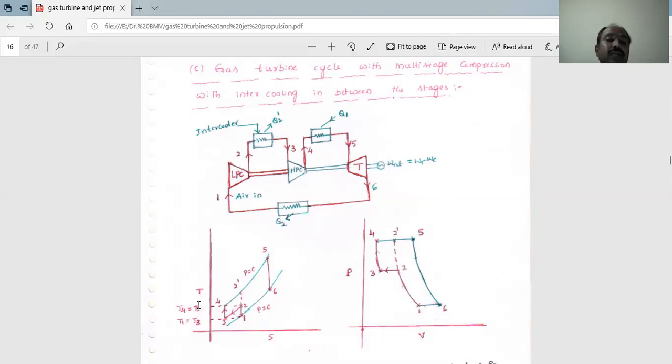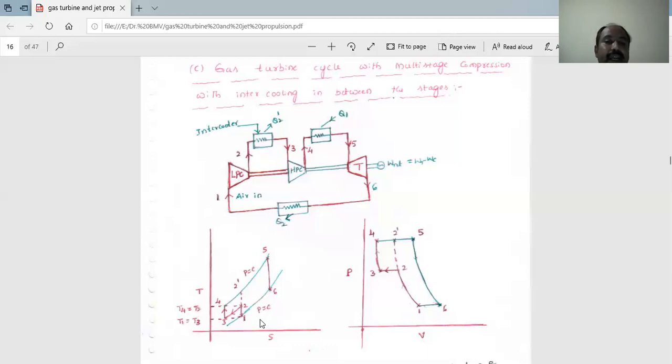Then I will write down the TS and PV diagram. That is very, very important here. In the PV diagram, 1 to 2 is the isentropic compression process. Then 2 to 3, the heat rejection: a constant pressure heat rejection process takes place.